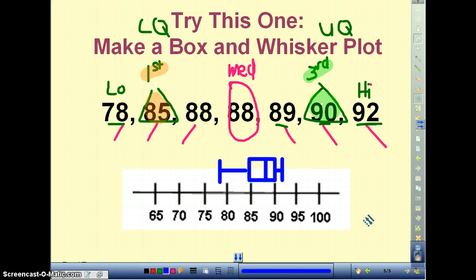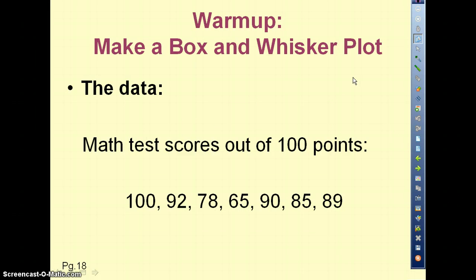So it shows me there were not very many kids that scored 90 and above. 50% of my kids scored 85% to 90, which is pretty darn good. And then 25% of my kids scored between 78 and 85, and that's still not too bad. All right, and that's how you make a box and whisker plot. That's all there is to it.